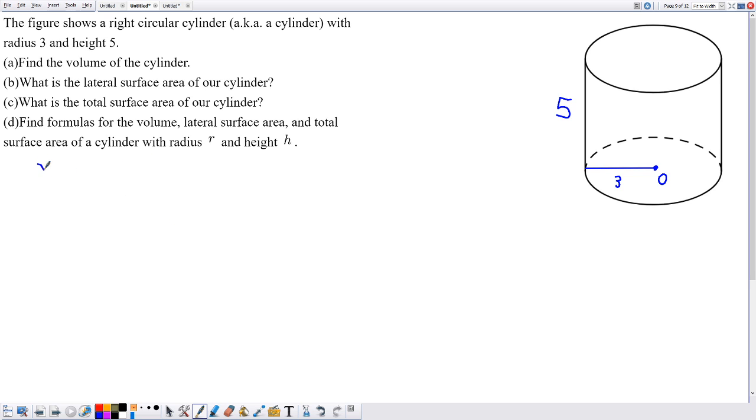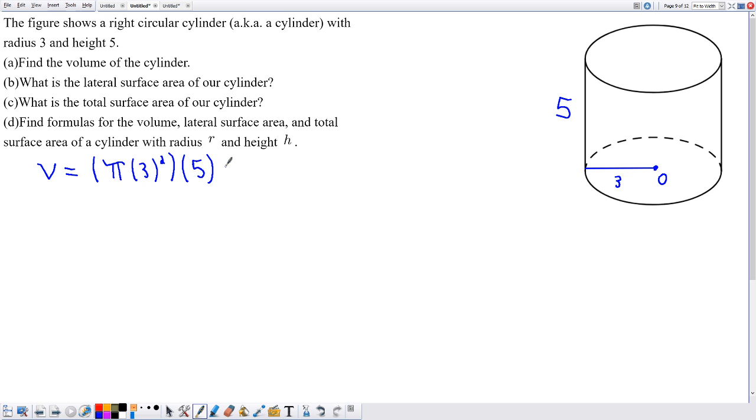So, if we can imagine a cylinder as a prism with a circular base, then we can apply the same logic. We would take the area of the base times the height. Well, what's the area of the base? Since it's a circular base, it would be pi times the radius squared. So 3 squared. Then multiply that with the height of 5.